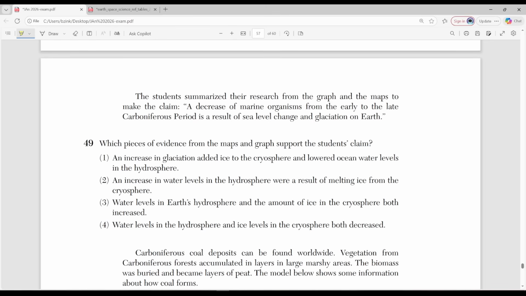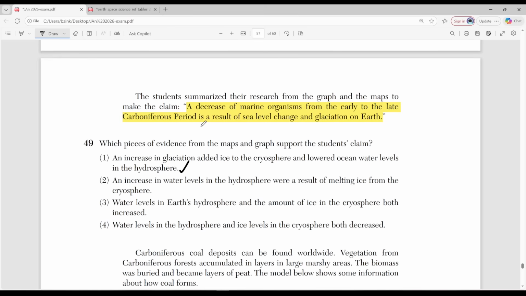The students summarized their research from the graph and the maps to make a claim. A decrease of marine organisms from the early to late Carboniferous period is a result of sea level change and glaciation. Okay. Which pieces of evidence from the maps and graphs support the students' claim? Okay. An increase in glaciation added ice to the cryosphere, yes, and lowered the water levels in the hydrosphere. That's true. An increase in water levels in the hydrosphere was a result from melting ice from the glacier.